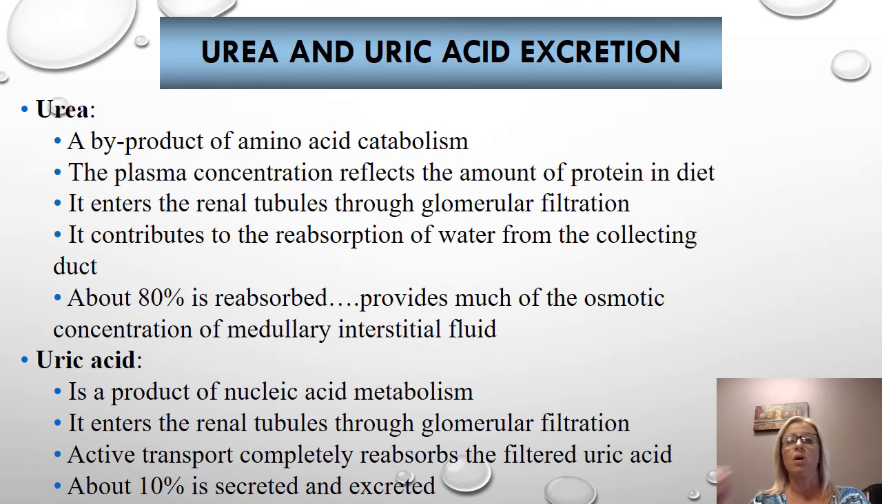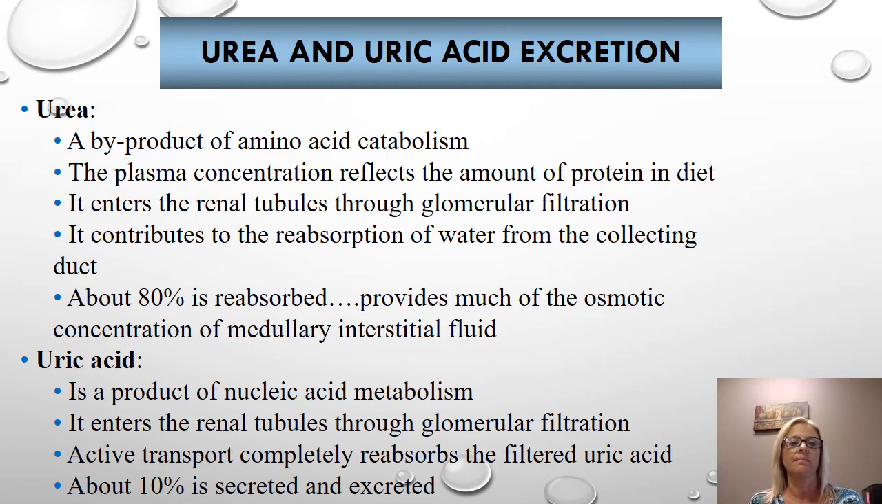Urea is a byproduct of amino acid catabolism in the liver. The amount eliminated really depends on the diet, and a product of metabolism of some nucleic acid bases like adenine or guanine is uric acid. About 10% of that is secreted or excreted, and about 80% of urea of water is reabsorbed from urea via the collecting duct.